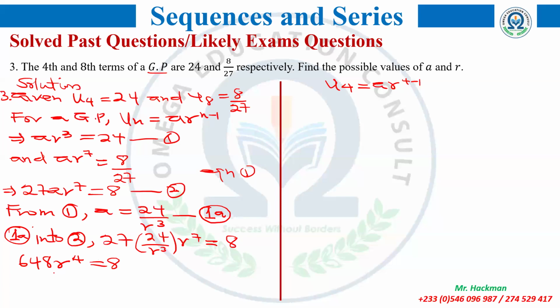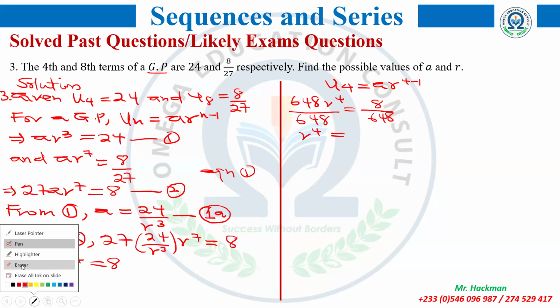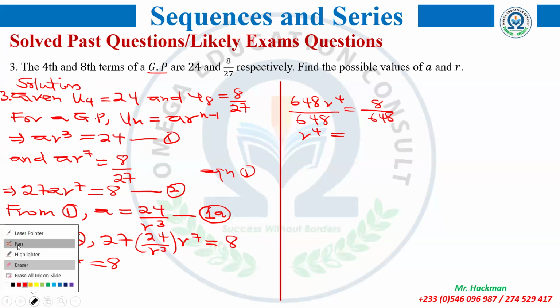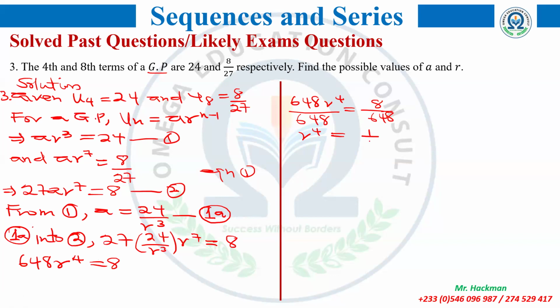So at this point, again, we are in a comfortable lead. You are making the other subject, divide by the coefficients, then you know what to do next. So I will get 648 R to the power 4 over 648 is equal to 8 over 648. So R to the power 4 will be equal to, let me clear this before somebody thinks it's part of the solution. We are almost done. 1 over 81. So this will give you 1 over 81.